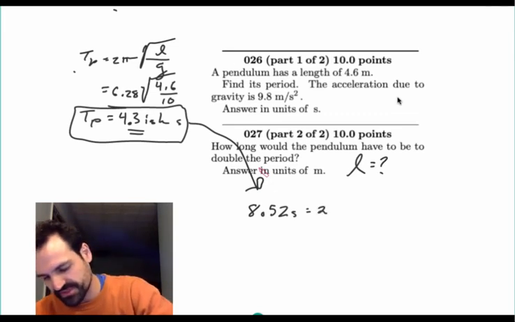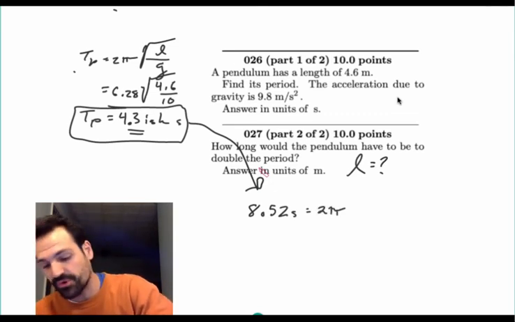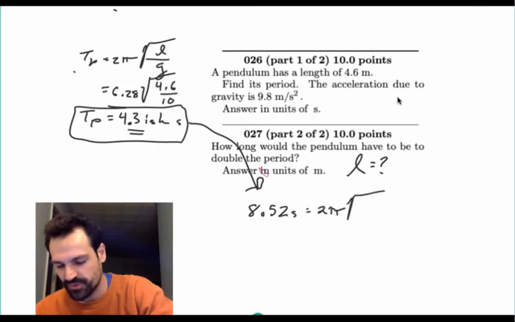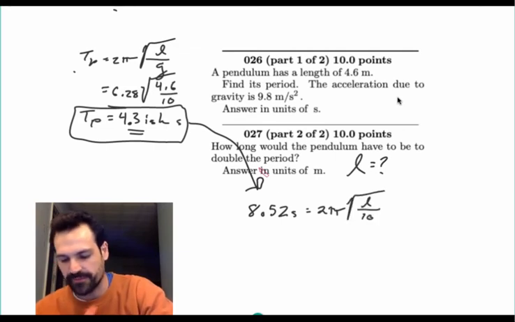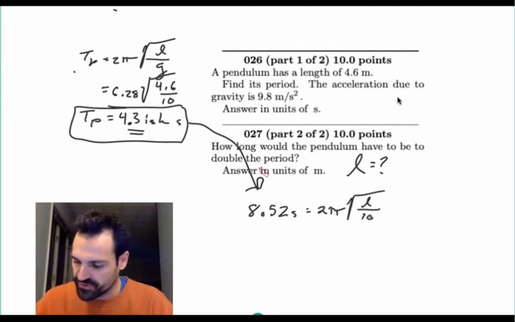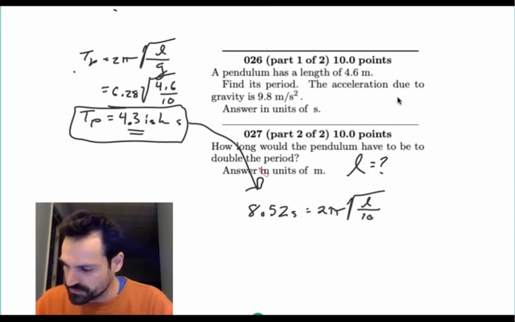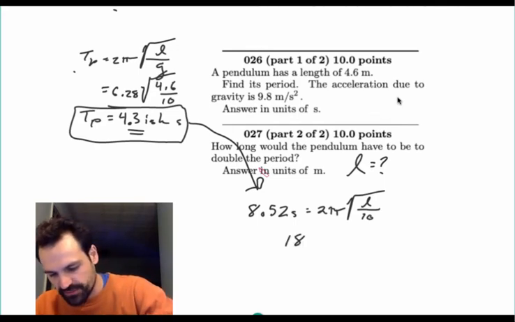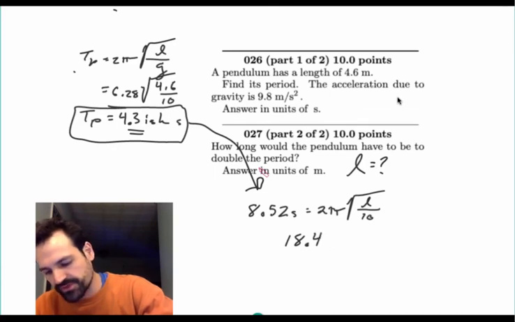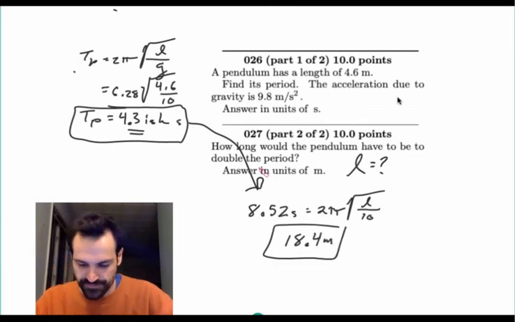So 8.52 equals 2 pi times the square root of our new length divided by gravity, which is still 10. So 8.52 divided by 2 pi, squared, and then we're going to multiply that by 10, and you should get 18.4 meters for the new length.